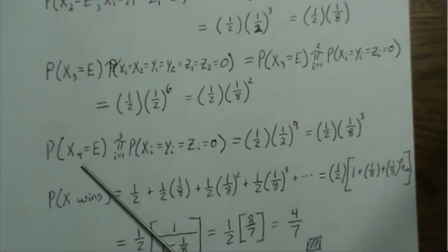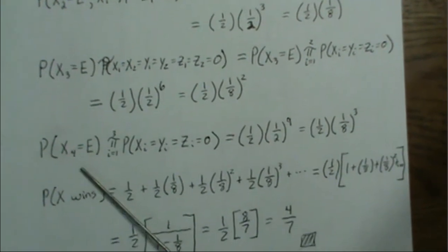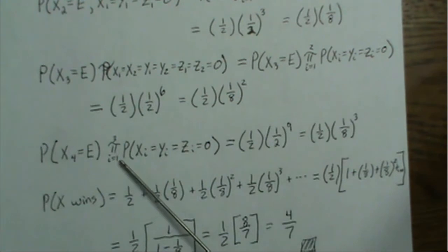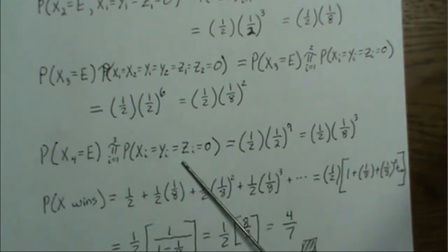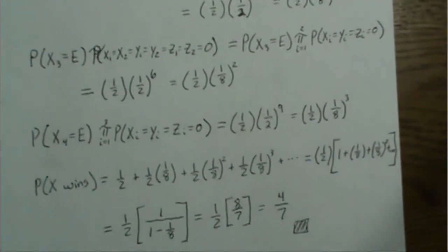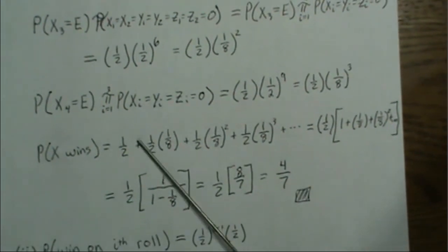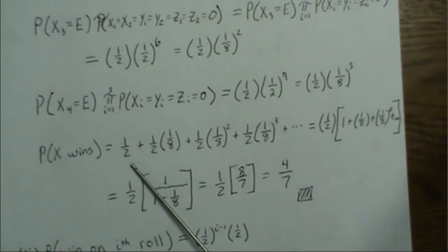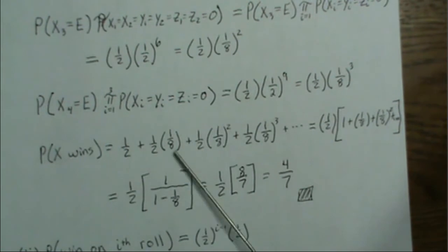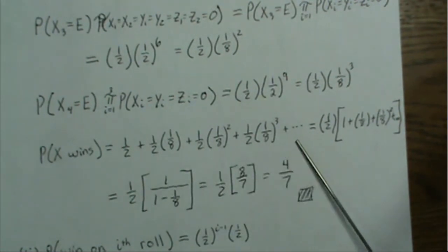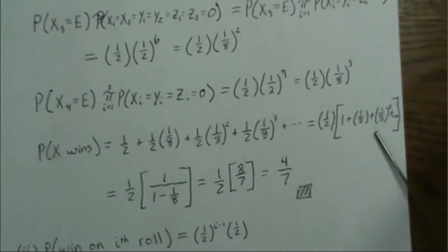So the probability that we win on the fourth roll times the probability that we don't win on the first three rolls of all the X, Y, and Z is 1/2 to the ninth, and I'm going to rewrite it as this. And so the probability that X wins is the probability to win on the first roll plus the probability that X wins on the second roll, the third roll, the fourth roll, and so on.